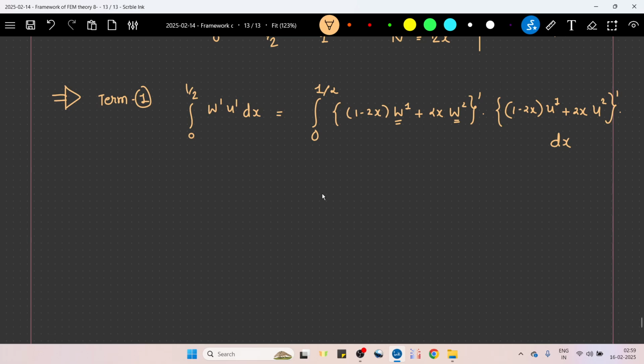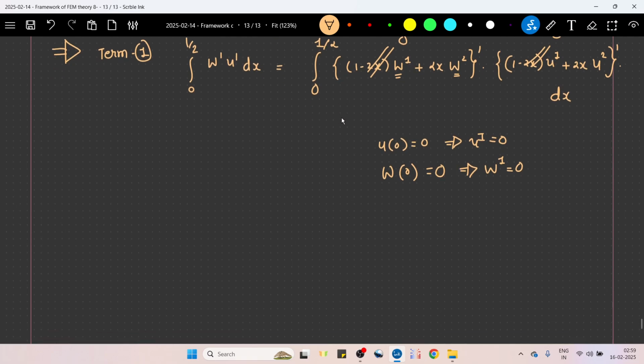So if I take this one, now I know the boundary conditions. We know the boundary condition u at 0 is 0. We will choose w such that w at x equal to 0 is 0. This means w1 equal to 0, and this means u1 equal to 0. So these two terms will become 0.